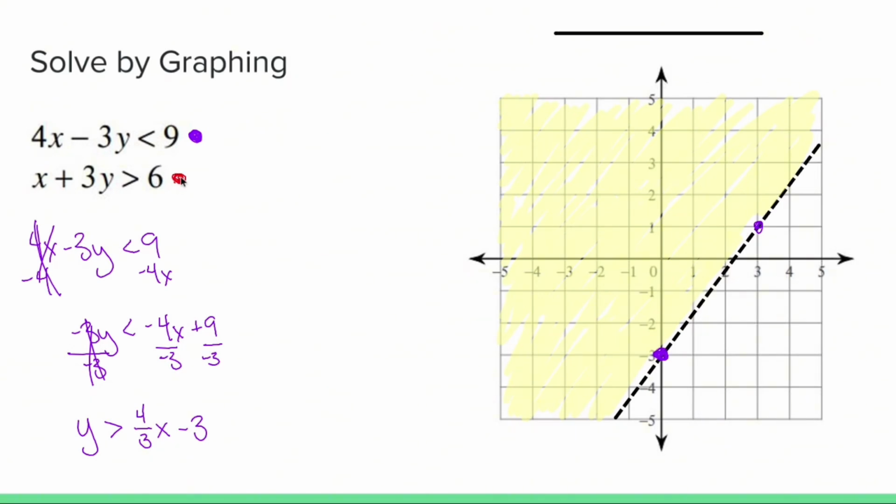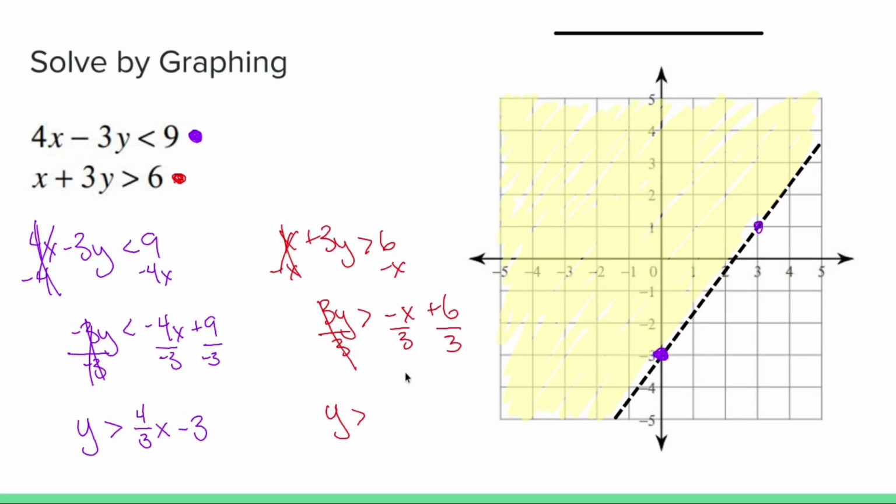So let's do the second one in red. So I have x plus 3y is greater than 6. Same idea, subtract x, drop down 3y is greater than negative x plus 6. Divide everything by 3. No flipping of signs. So I have y is greater than negative 1 over 3 x, and then 6 divided by 3 is 2.